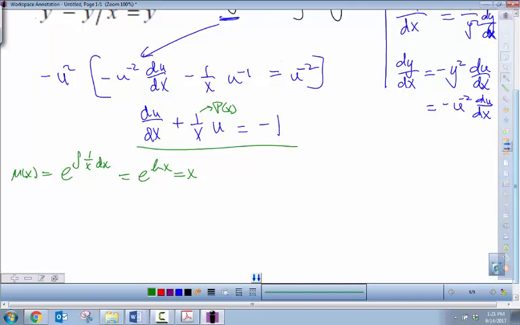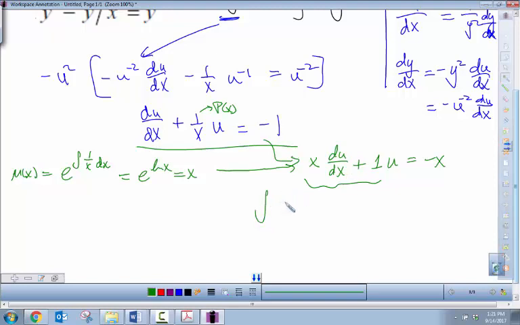And so we multiply everything by that. And so we have x du/dx plus 1 times u is equal to -x. You have to remember to multiply the right-hand side by the integrating factor as well. And what happens is that this left-hand side is a product rule. And we're going to take the antiderivative of that.